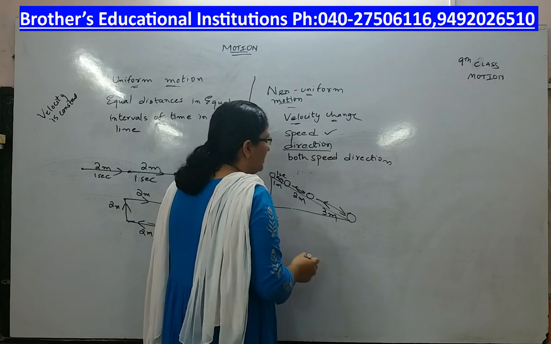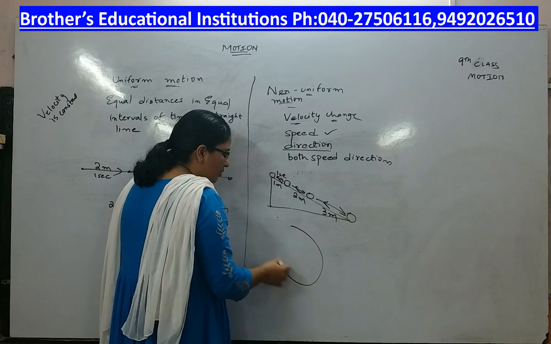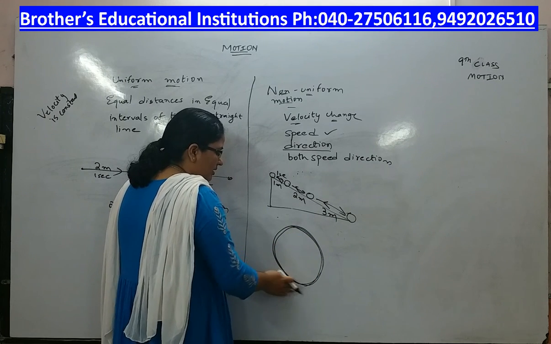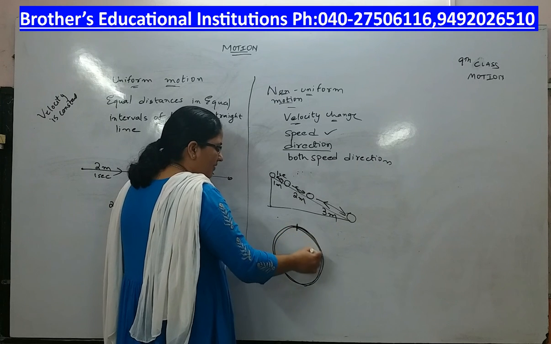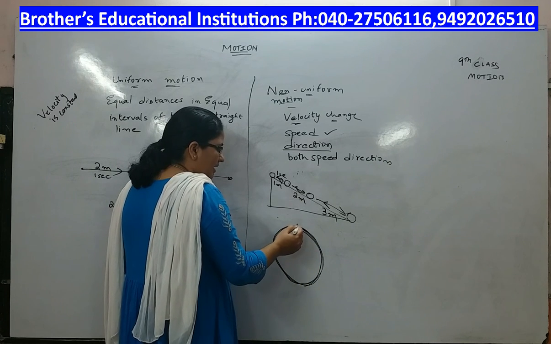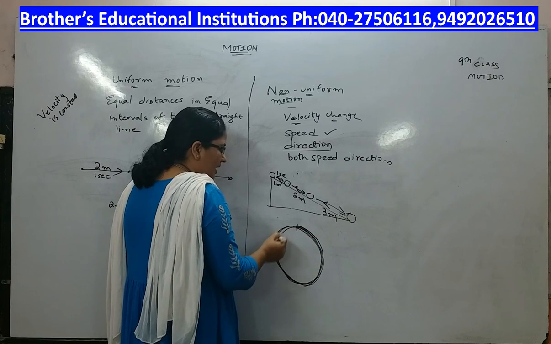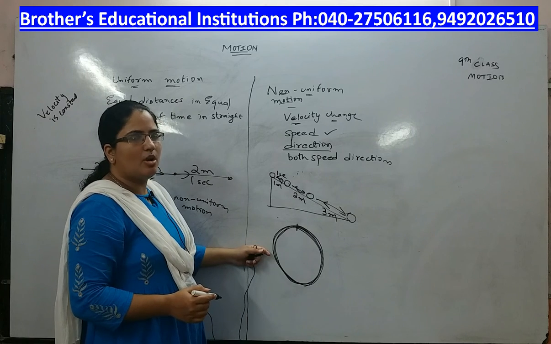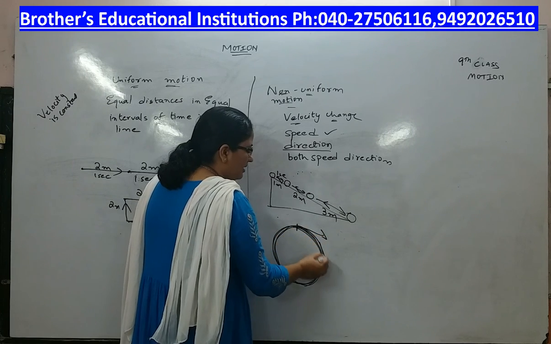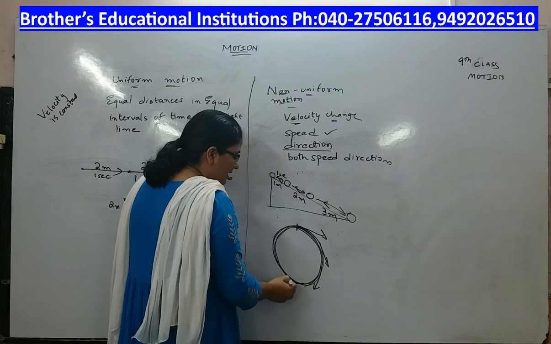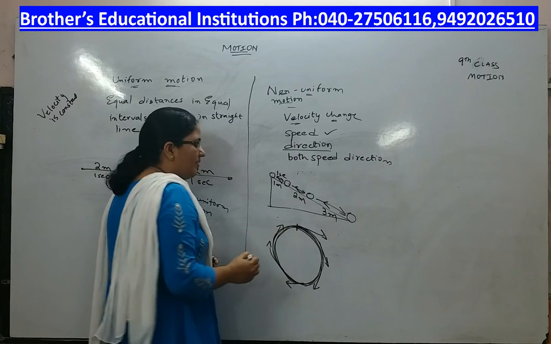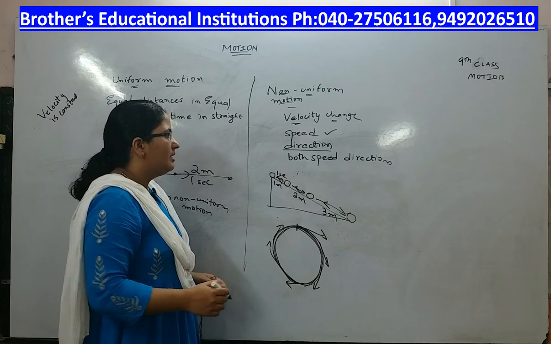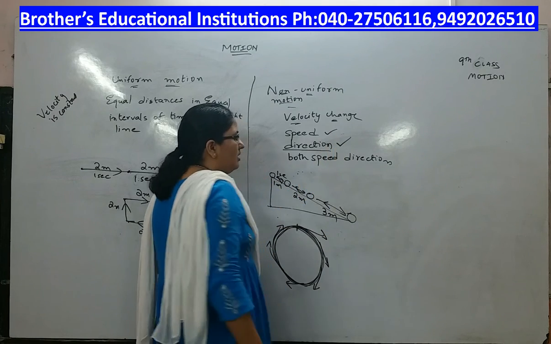Let us discuss a case in which direction changes. Let us imagine a body moving in a circular path, uniform circular path. Uniform circular motion means that every time, to cover this portion, the body takes the same time, then it is called uniform circular motion. But this comes under non-uniform motion because every time the direction of motion keeps on changing. So this is an example where speed remains the same but the direction keeps on changing. So here also that is why it is considered non-uniform motion.